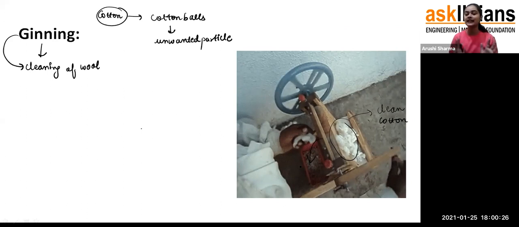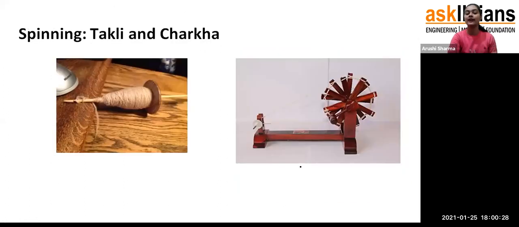Okay, now the cleaning has been done. After cleaning, what we have to do, we go to the process of spinning. Now what is spinning, students? Spinning, as I already told you, is a process when the clean cotton is going to be converted into yarn. Okay, so this is called the spinning process.